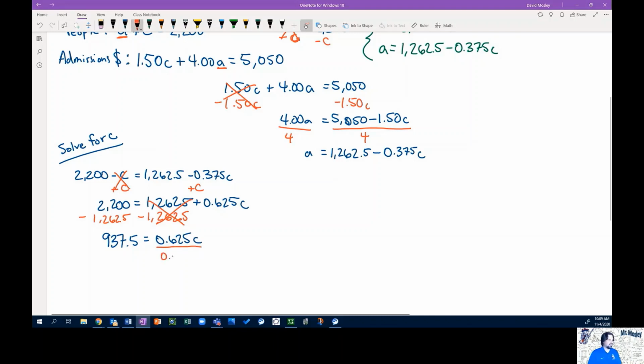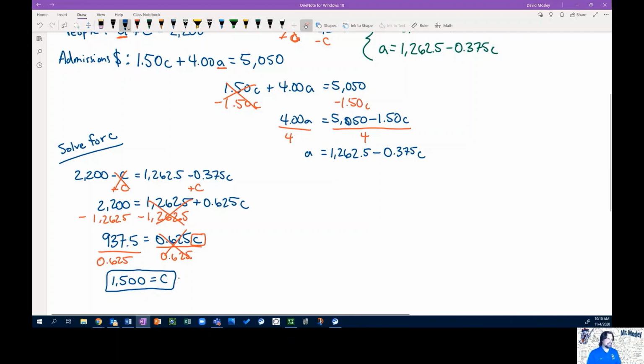Lastly, we divide by 0.625 on each side so that I get C by itself. That leaves me with a nice whole number: 1,500 equals C. This is excellent. I did not end up with a fraction of a child, which is helpful. So we have 1,500 equals C.